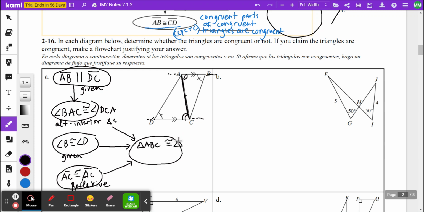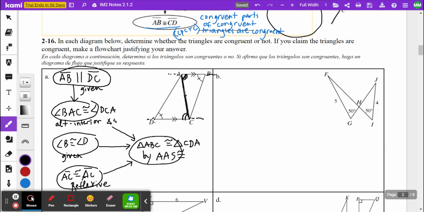Okay, now I have to be careful. Angle A corresponds to angle. This angle corresponds to this angle. So it's vertex A corresponds to vertex C. And then vertex B corresponds to D. And then vertex C corresponds to vertex A. Triangle ABC is congruent to triangle CDA by angle, angle, side congruence.